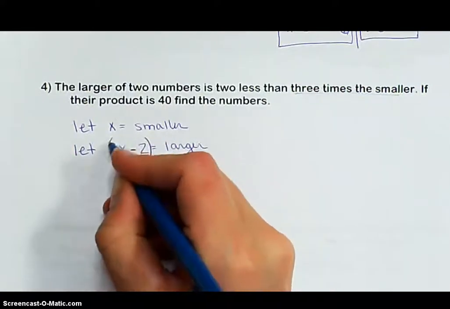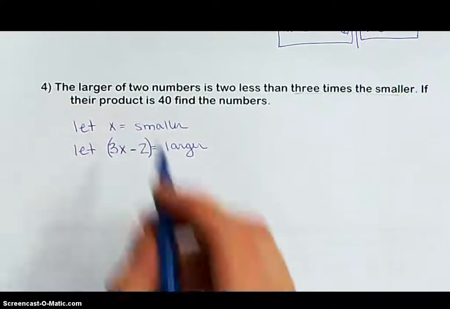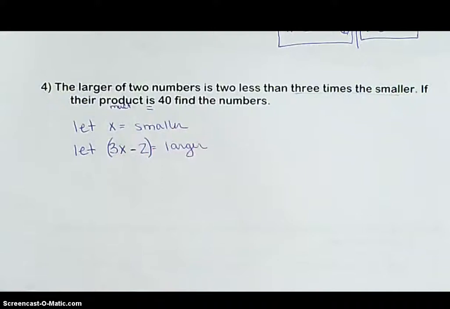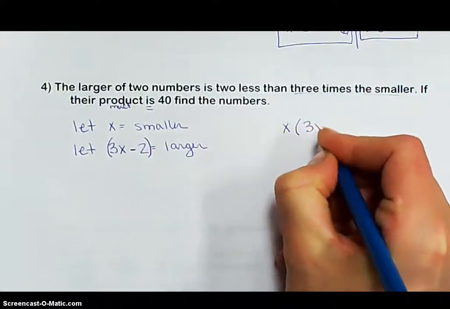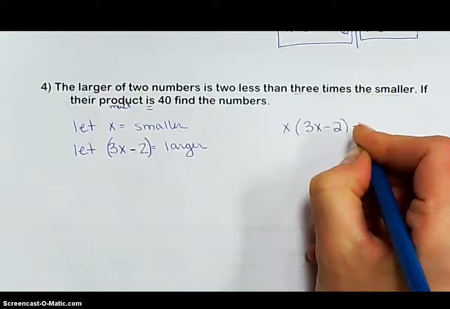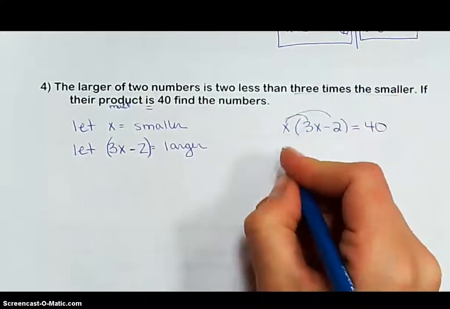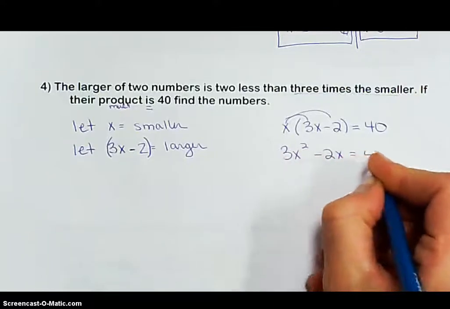This is a binomial, it goes in parentheses. Their product is 40. So product again means we're going to multiply. The word is means equals. So let's multiply these together: x times 3x minus 2 is 40. So now we're going to distribute: 3x squared minus 2x equals 40.